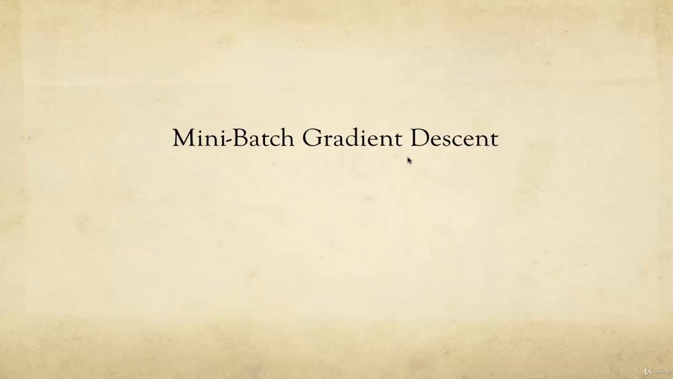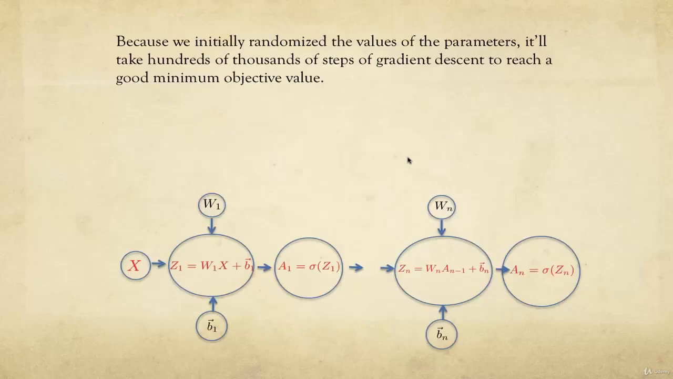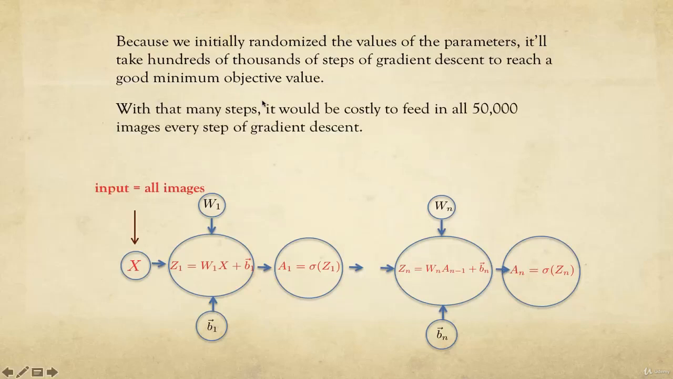Okay, the last thing we need to talk about is mini-batch gradient descent. So let's look at this again. Remember that to make a step in gradient descent, we need to take our 50,000 images and feed them forward into the network, and then we backpropagate to find the derivatives, and we update our parameters. But the problem is that we have to take a lot of steps to be able to reduce our cost, and to use all 50,000 images just to make one step of gradient descent is actually very costly and really will slow down our program.